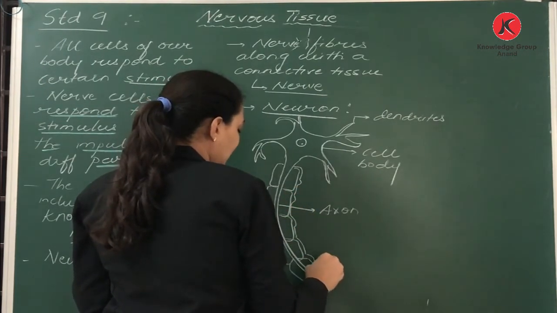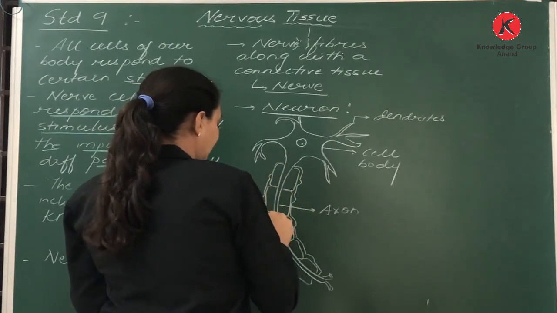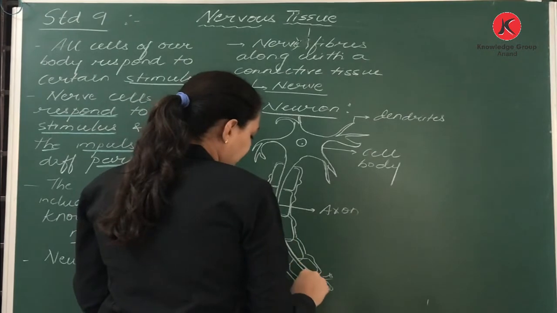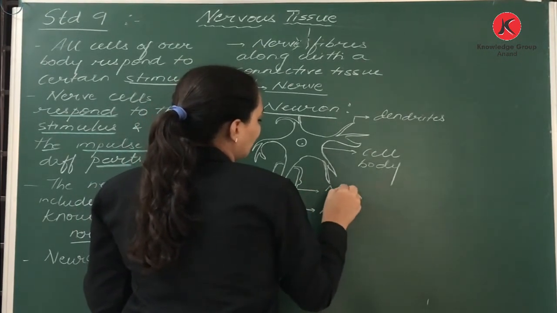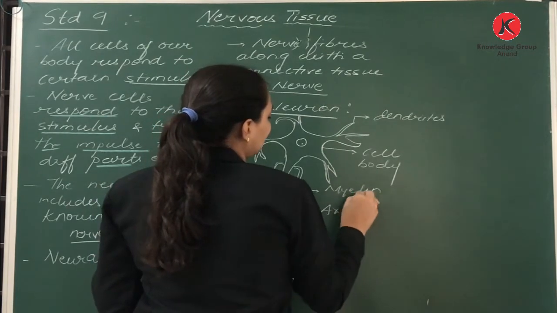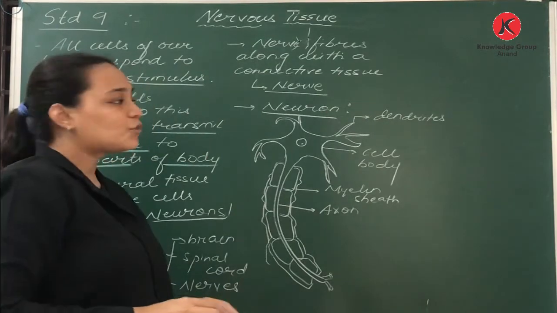There is the presence of a lipid layer over here. Outside this axon there is a layer of lipid, and this layer of lipid is known as myelin sheath.